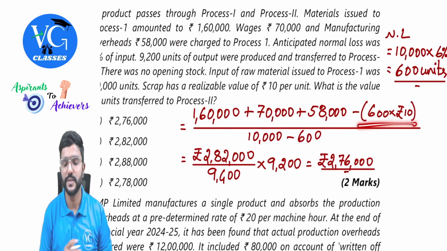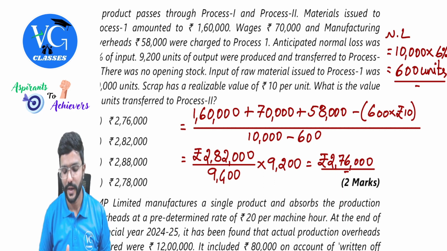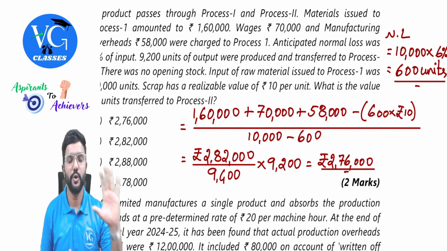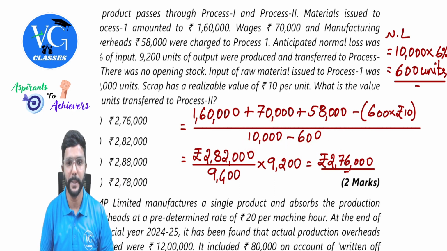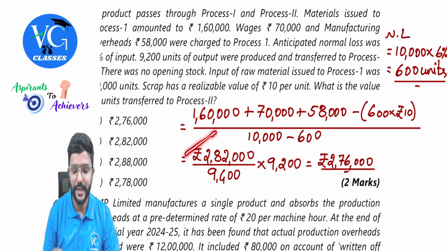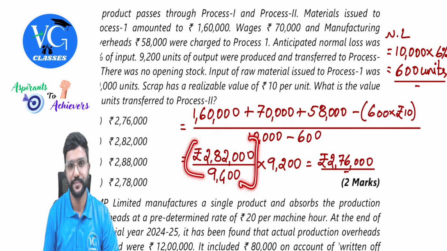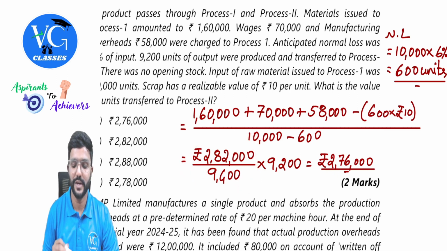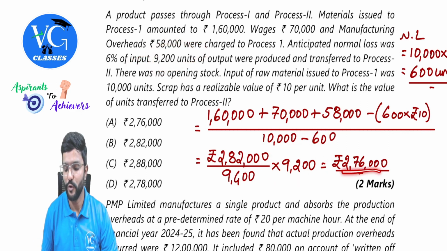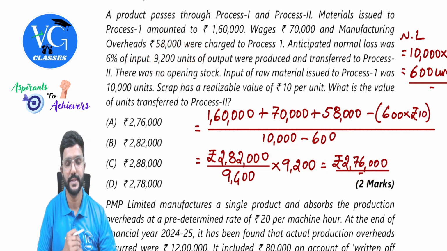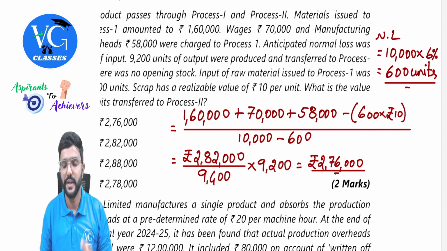Minus scrap value of normal loss units, 600 into 10. Then the whole divided by total input minus normal loss units. We will get 9,400. So 2,82,000 is the cost divided by 9,400. If I do this, we will get cost per unit. Got it? Into what is our output? 9,200. So multiply that. We will get cost of output 2,76,000, guys. See, I have done it in a better way where you can save time.